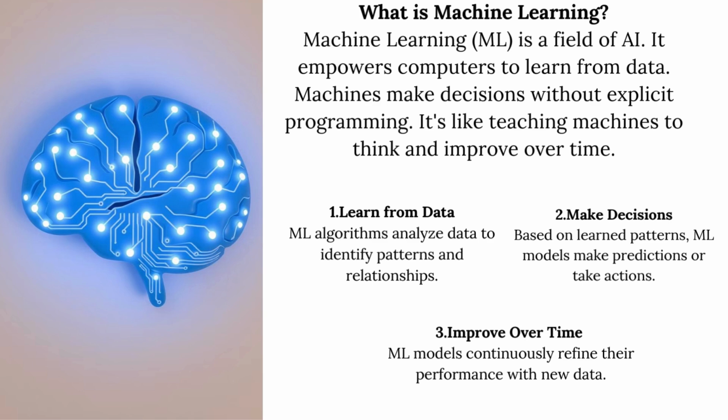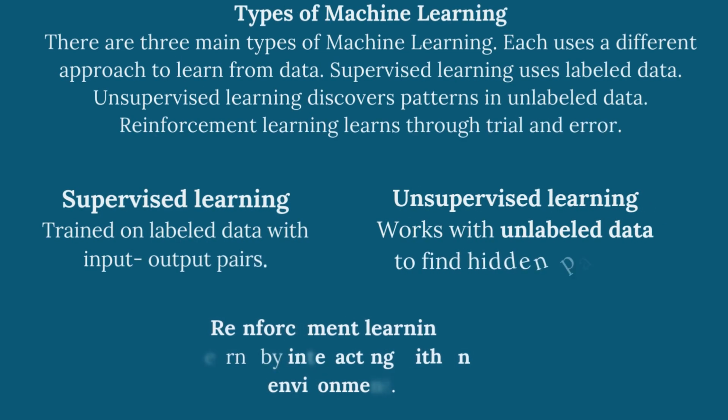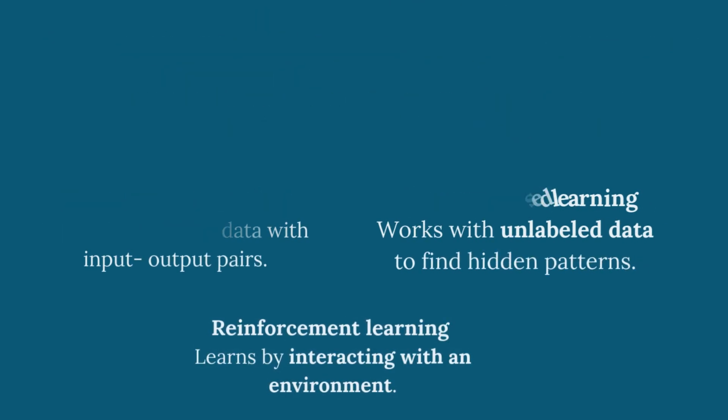Alright, now that we have a basic idea of what machine learning is, let's talk about its different types. Machine learning is broadly categorized into three types: supervised learning, unsupervised learning, reinforcement learning.